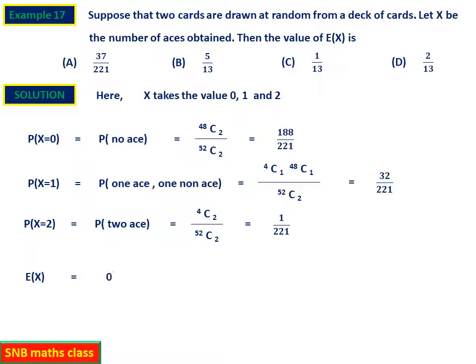Now expectation of x, what is the formula? First one is 0 into the corresponding probability 188 by 221, plus the second one, x value 1 into corresponding probability 32 by 221, plus the third one, x value 2 into corresponding probability 1 by 221. Simplify and you get 34 by 221. Now you have to simplify this, it is 2 by 13, because 17 can be cancelled. So the correct option is D.